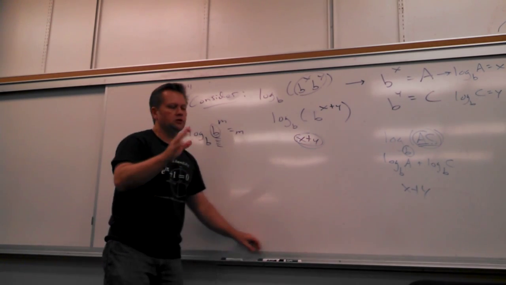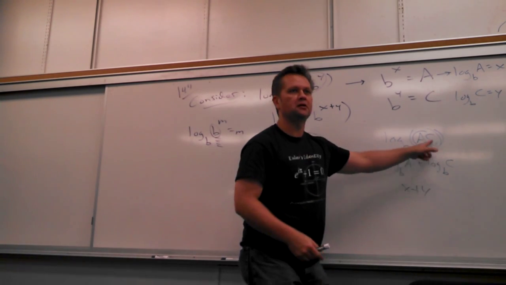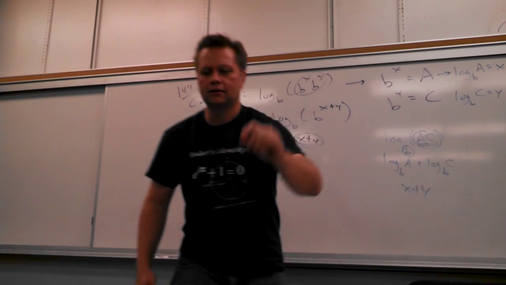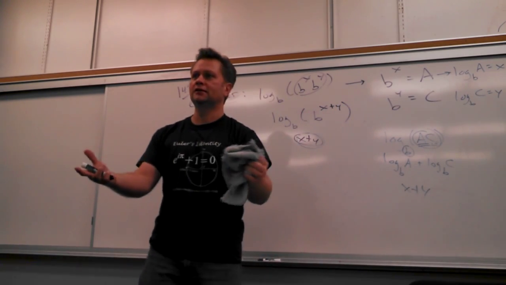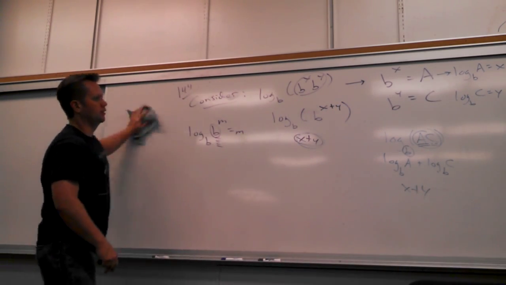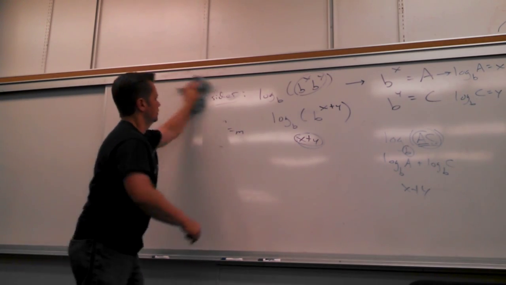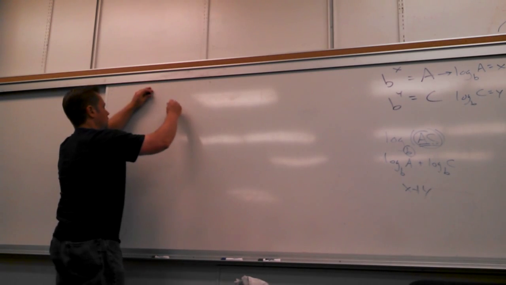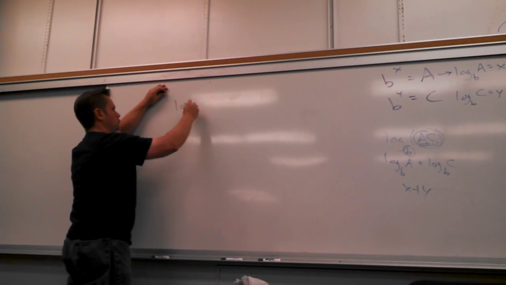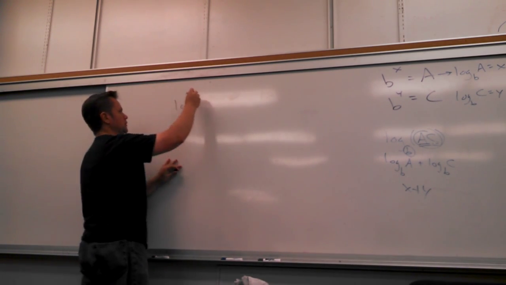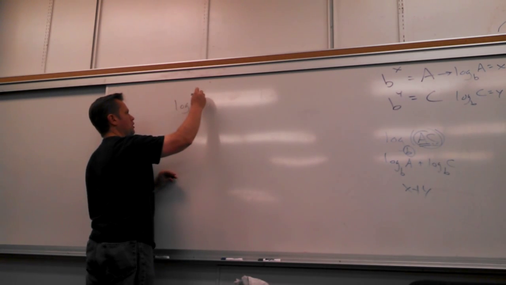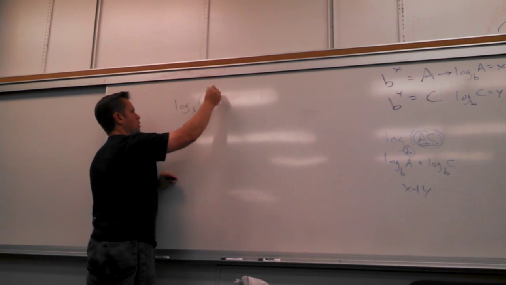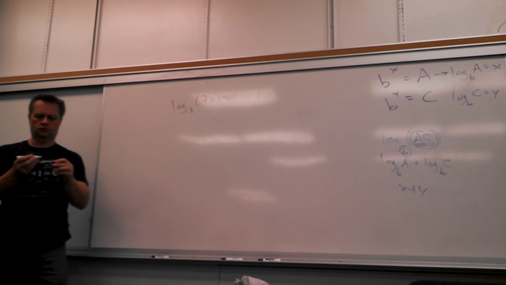So what do you think I would do if I had a division inside? Well, maybe subtract. It's crazy. So this property becomes useful the other way, but just to get this started, how do I rewrite log base 3 of 7y? What's one thing I can do with that?